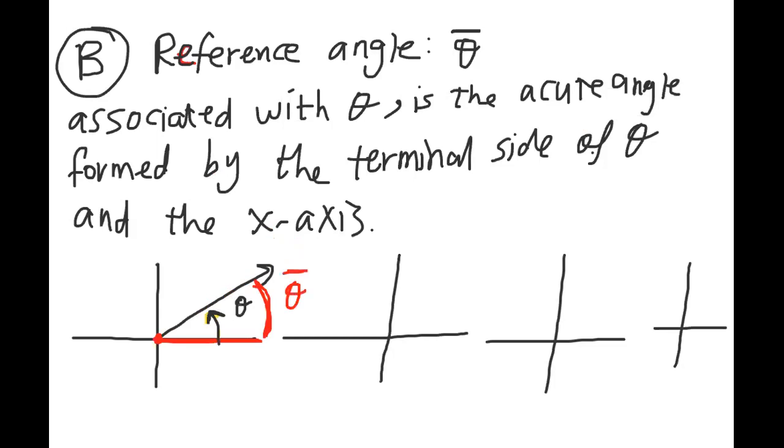Okay, so the reference angle is the closest angle between the terminal side and the positive x-axis. So this is my reference angle, the red one. This is called the reference angle. If my angle looks like that in this position, in this quadrant, what's my reference angle?